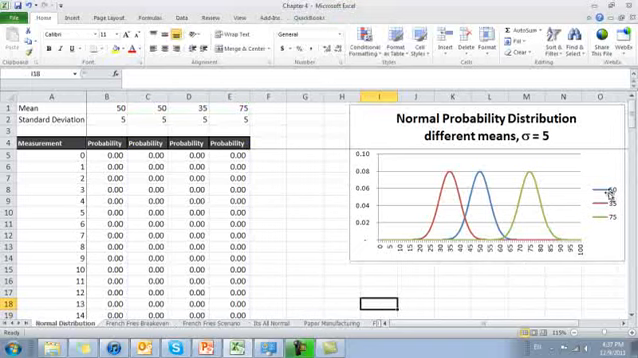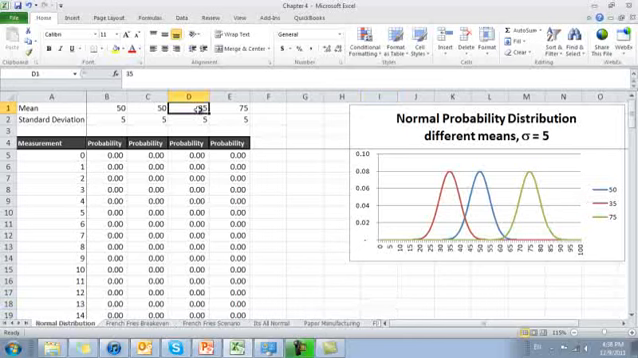Notice that my mean at 50, this blue curve, peaks exactly at 50, as it should. It's most likely to find the measurement at 50. My mean at 35 peaks at or around 35, with some distribution. My mean at 75, that curve will peak at 75. In other words, with the mean at 75, it is most likely you will find the measurement at 75. If the mean is 50, it's most likely you'll find the measurement at 50. If the mean is 35, it's most likely you'll find the measurement at 35.